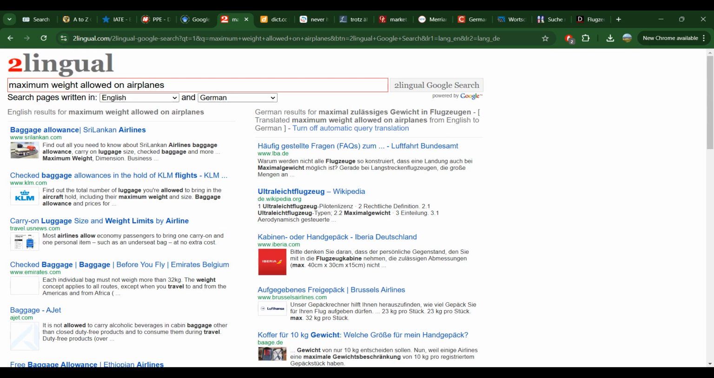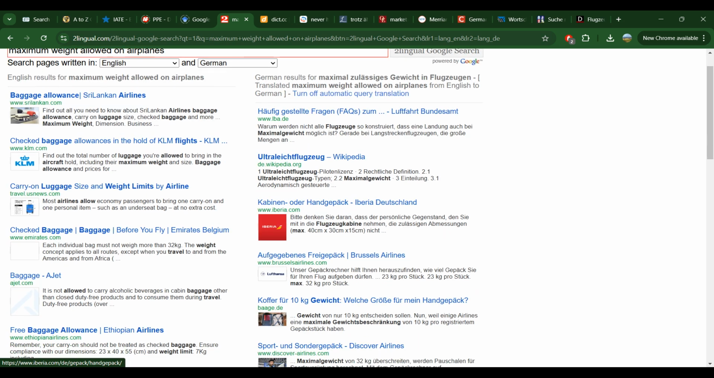Because sometimes I have to do a Google search in English and then one in German, and here it's done at the same time. That can save some time.